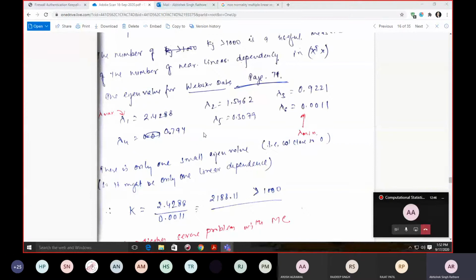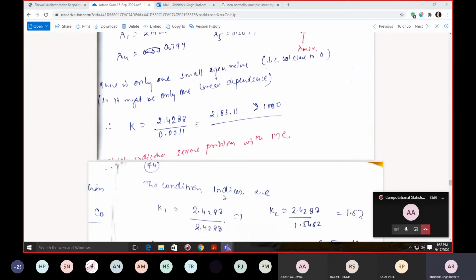Let's say lambda 5 is again 0.00123. If it is closer to 0, then we can say that we are having multiple linear dependence in our data. So we'll check our k. This is lambda max by lambda min, which equals 22,188.11. This is greater than 1000, so we can say that we are having multicollinearity.